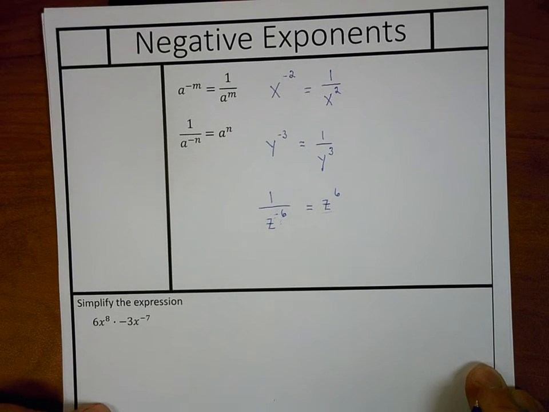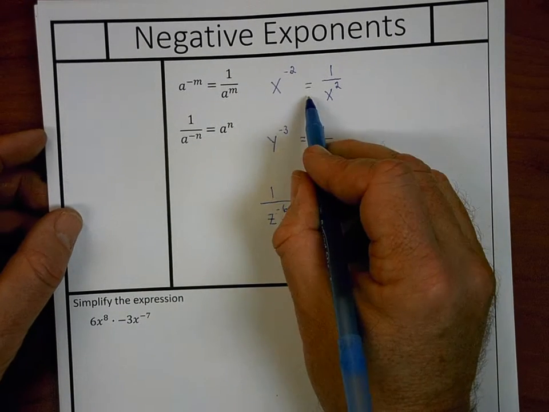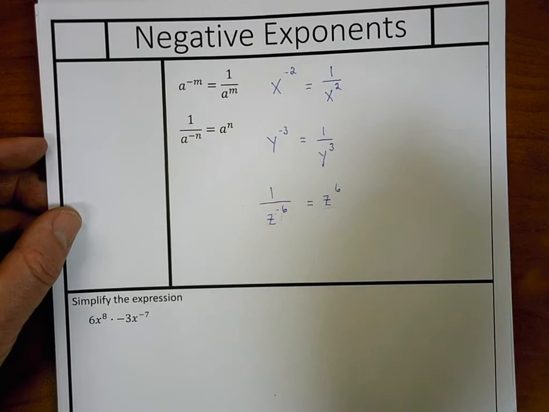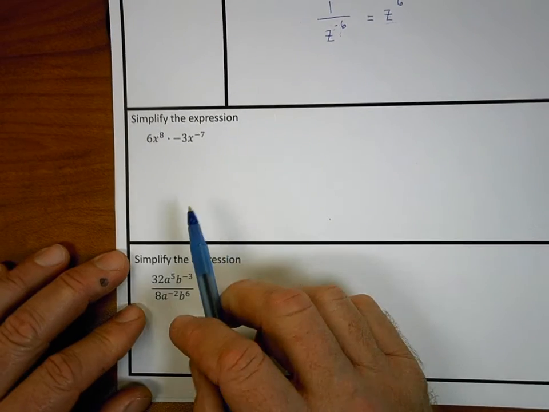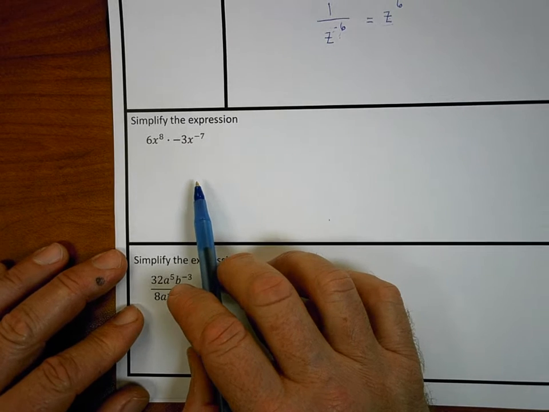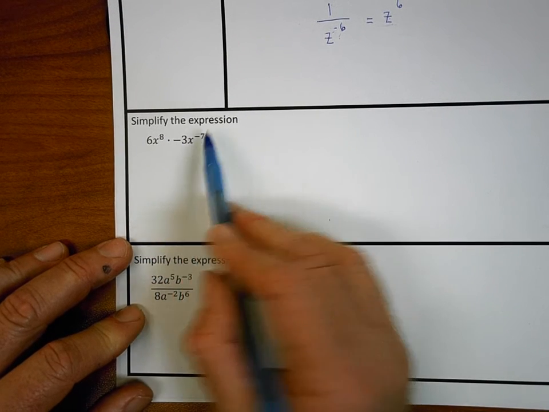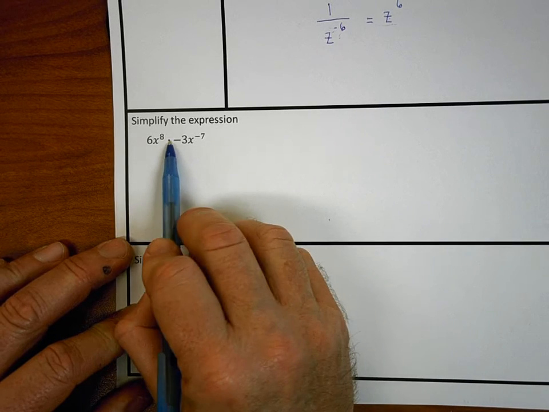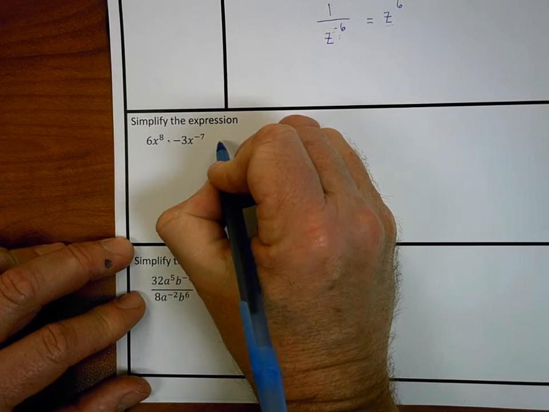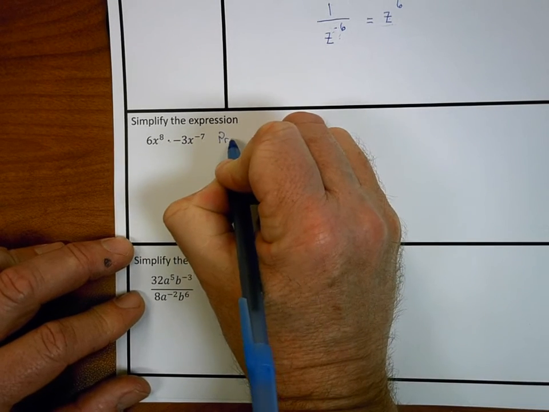Okay, so we're going to use this idea, this rule of negative exponents, to simplify these next two expressions. So in this expression right here, I have 6x to the 8th power times negative 3x to the negative 7 power. So I have multiplication going on. So this would be an example of where I'm using the product rule.